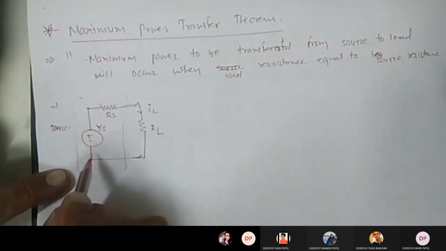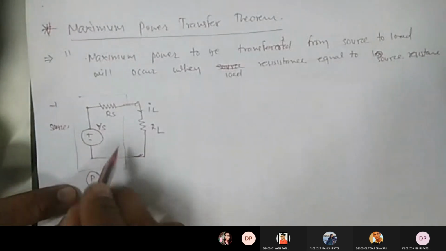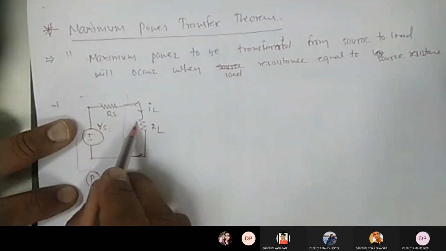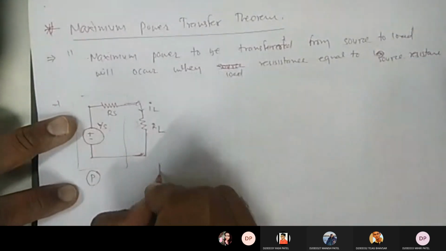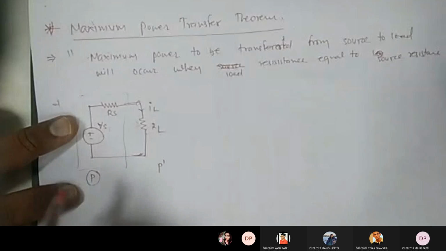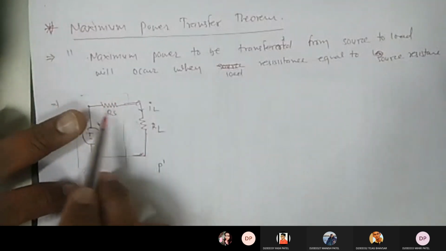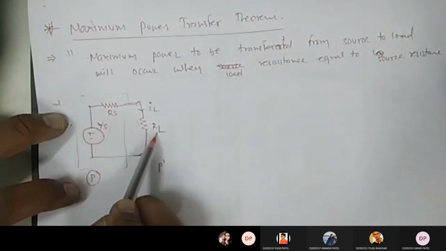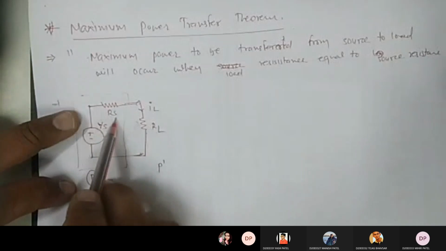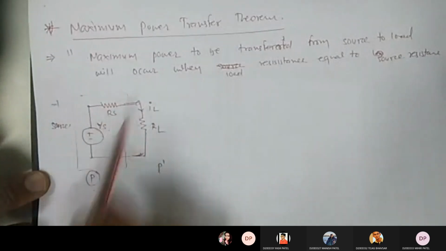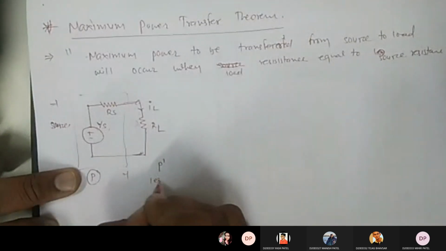Suppose this voltage source has a power P. I can't say that all the power is going to be dissipated in RL. બધો જ પાવર RL ઉપર નહીં જાય. Here there will be P dash amount of power. Why? Because there is a voltage drop over here. Some current will flow from here, and I square into R will be dissipated. I is equal to V by R. Because this R is different over here, we need to take care. So P dash is always less than P.